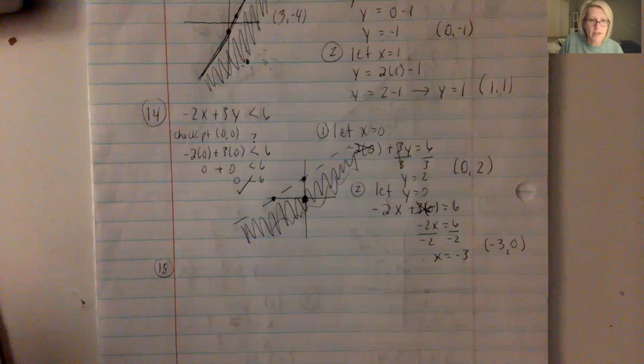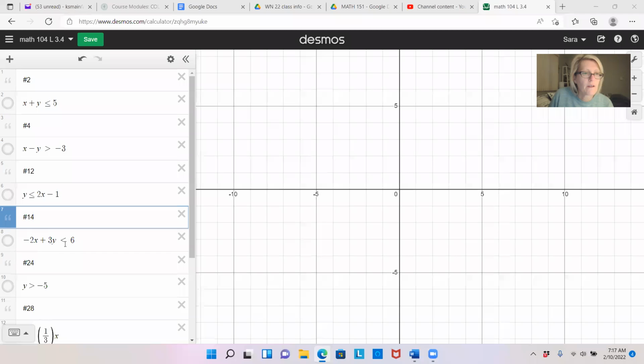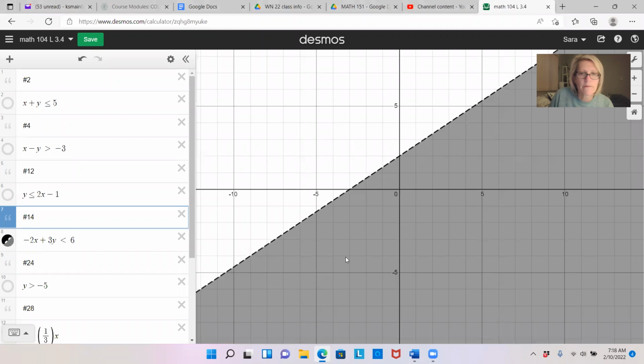And again, we can check it in Desmos. Right here. There it is, just like we thought.